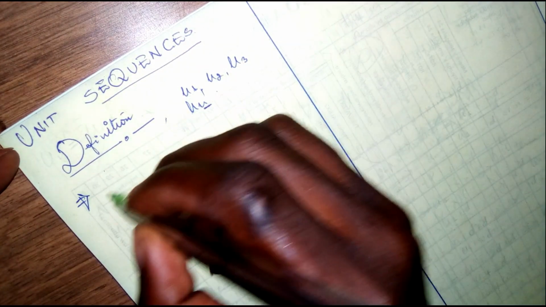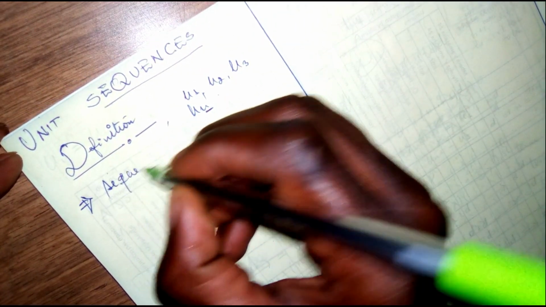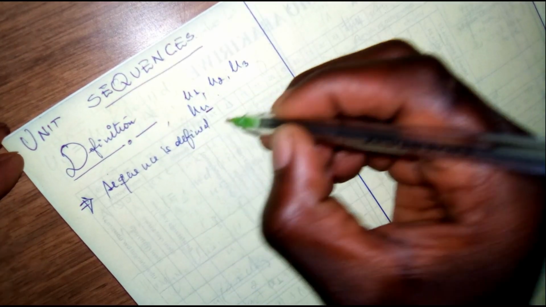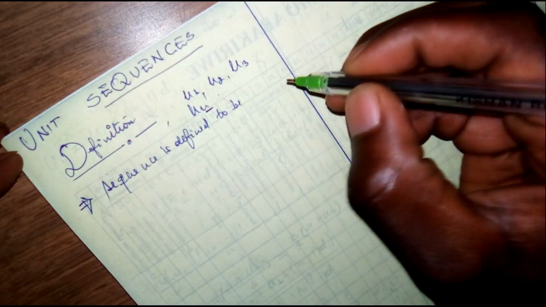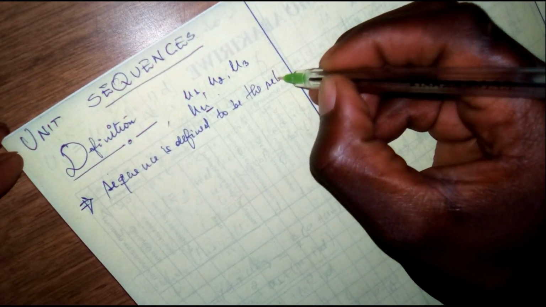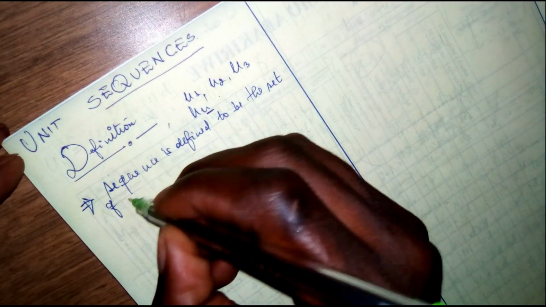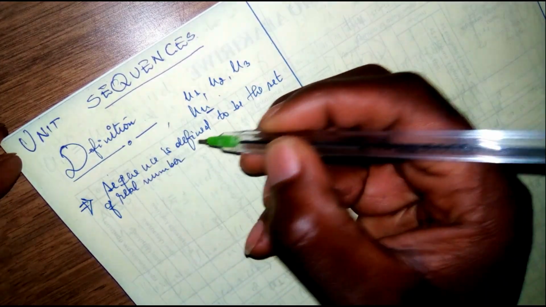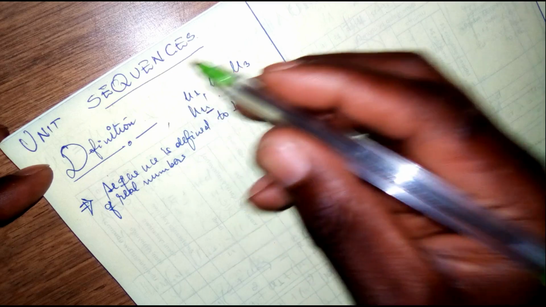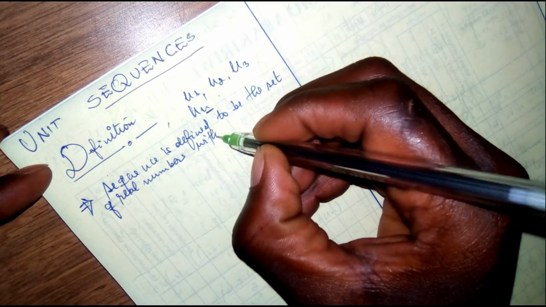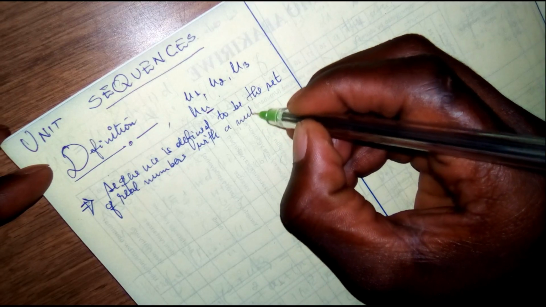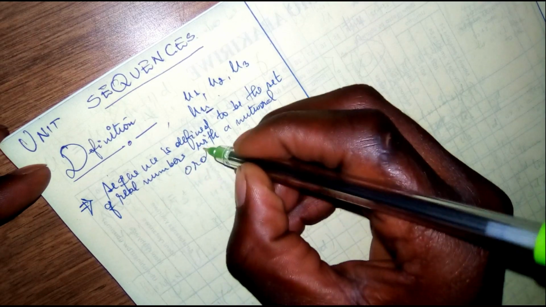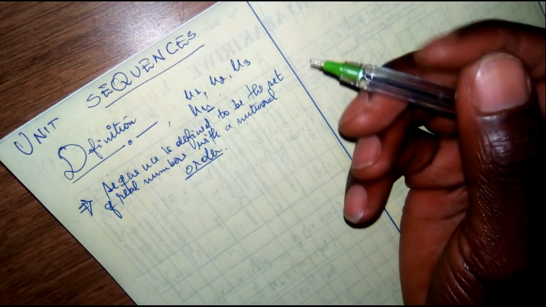Sequence is defined to be a set of real numbers with a natural order. Right. That is the definition of sequence.